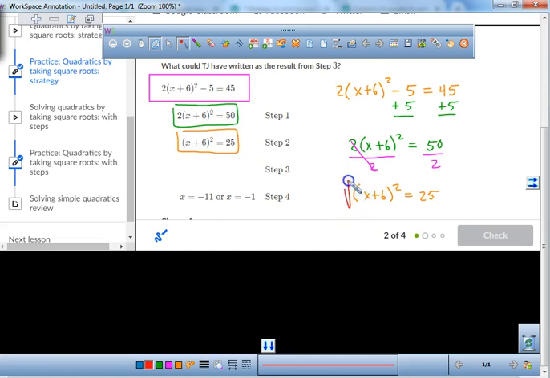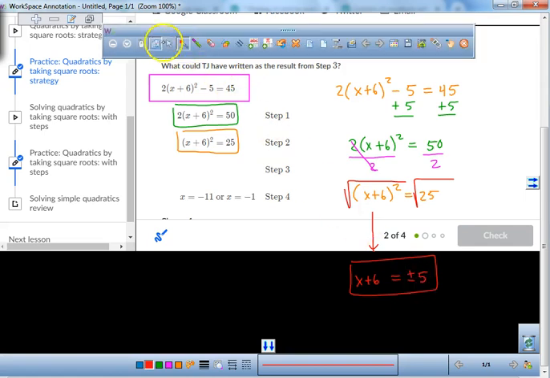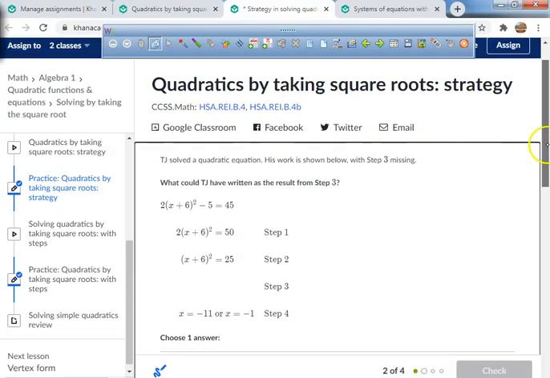Yes, right. We're going to take the square root of this side. We're going to take the square root of this side. Now, this is going to be our answer. We're looking for an answer that should have x + 6. But what should be the result of this side? Not just a 5, but a plus or minus 5. This is what I'm going to be looking for as a result of step 3. x + 6 equals plus or minus 5. So that's what I'm going to be looking for. See if hopefully there's one there.